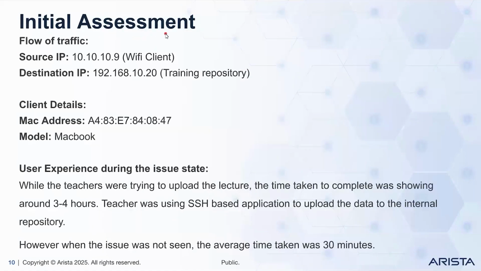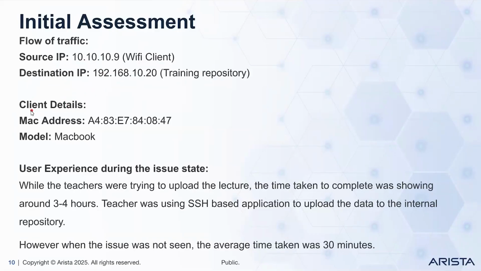The first step here is initial assessment. The first thing to do here is understand the flow of traffic. Here, the source IP is going to be 10.10.10.9, which is the IP address of the Wi-Fi client. And the destination IP here is 192.168.10.20, which is the IP address of the training repository.